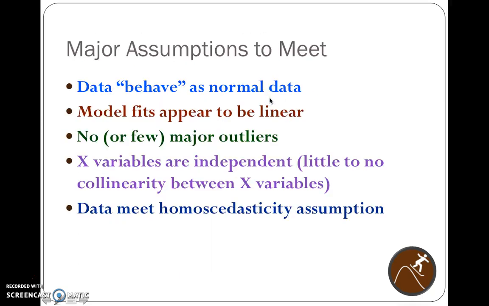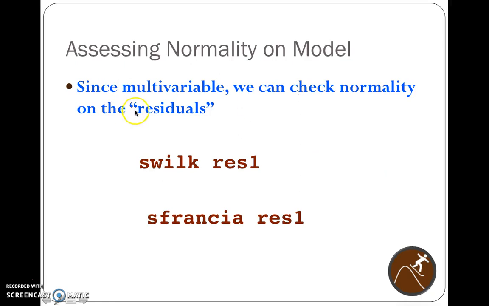So the data have to behave as normal data. So how do we check that? We've got all them different variables. How do we check it for the whole model? It's very simple. Since it's multivariable, we will do the normality test on the residuals. If we have more than 2,000, we should use this S Francia res1 command.